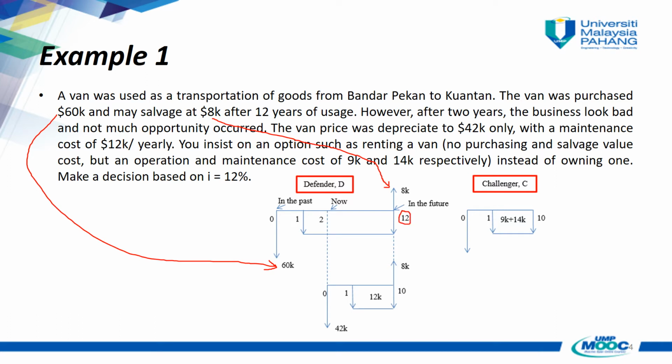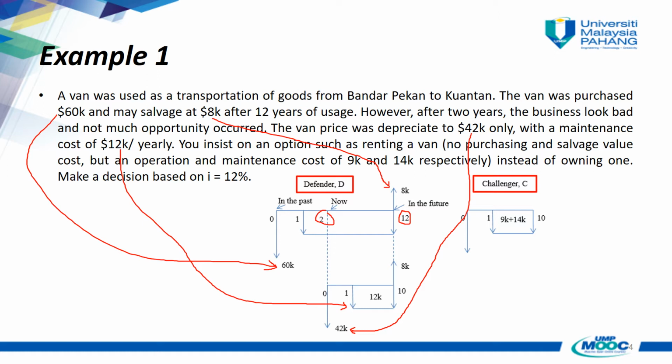However, after 2 years, the business looked bad and not much opportunity occurred. The van price was depreciated to 42,000, with a maintenance cost of 12,000 yearly. You insist on an option such as renting a van.